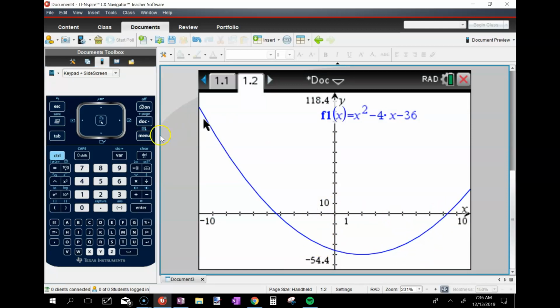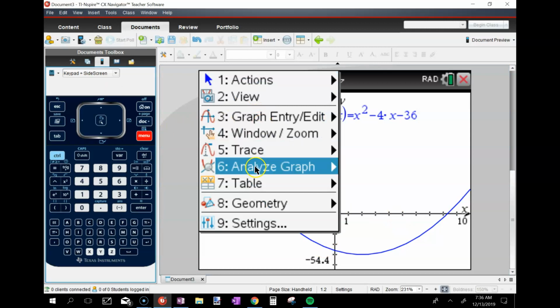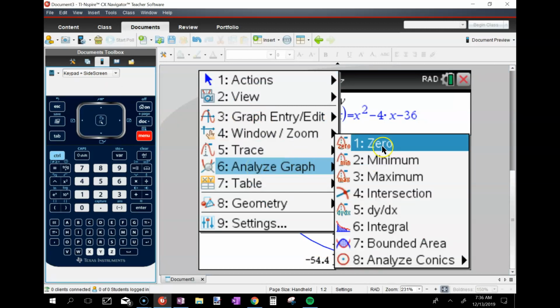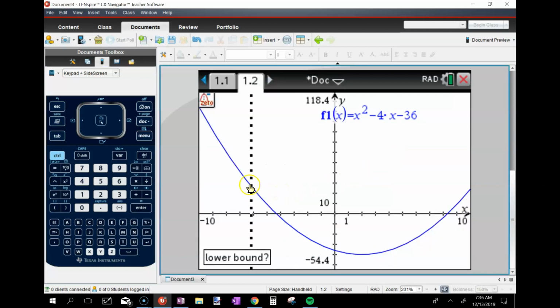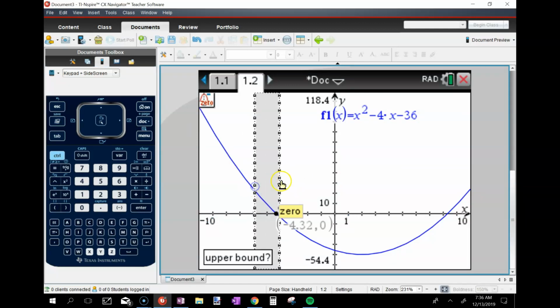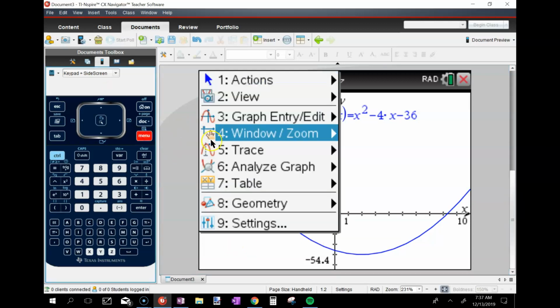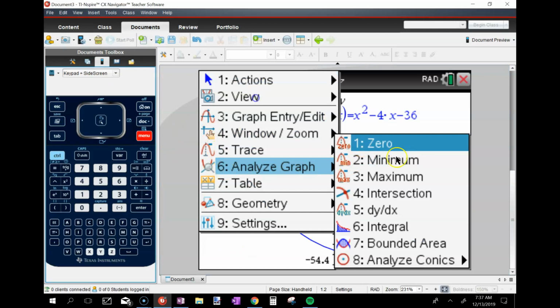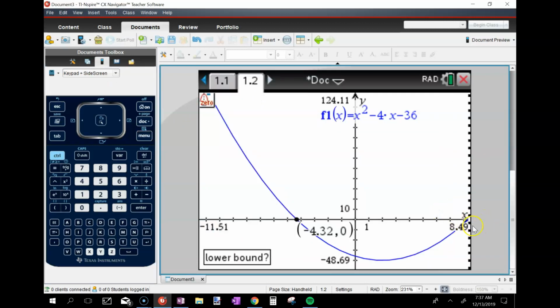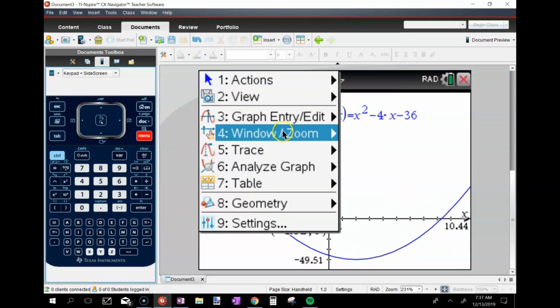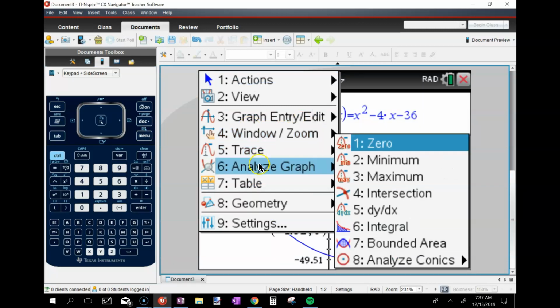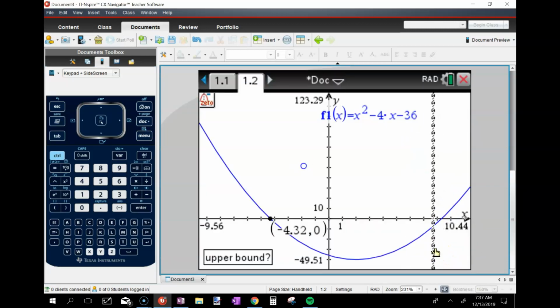That's cool, right? And the idea of that 0 function, guys, is where you go to analyze graph. 0 means find the roots, right? And this is where I put the little vertical line to the left, and I create that shaded region, and it gives me the root. And then I find this one, I got to move it over a little bit. And it gives me the other root, right?